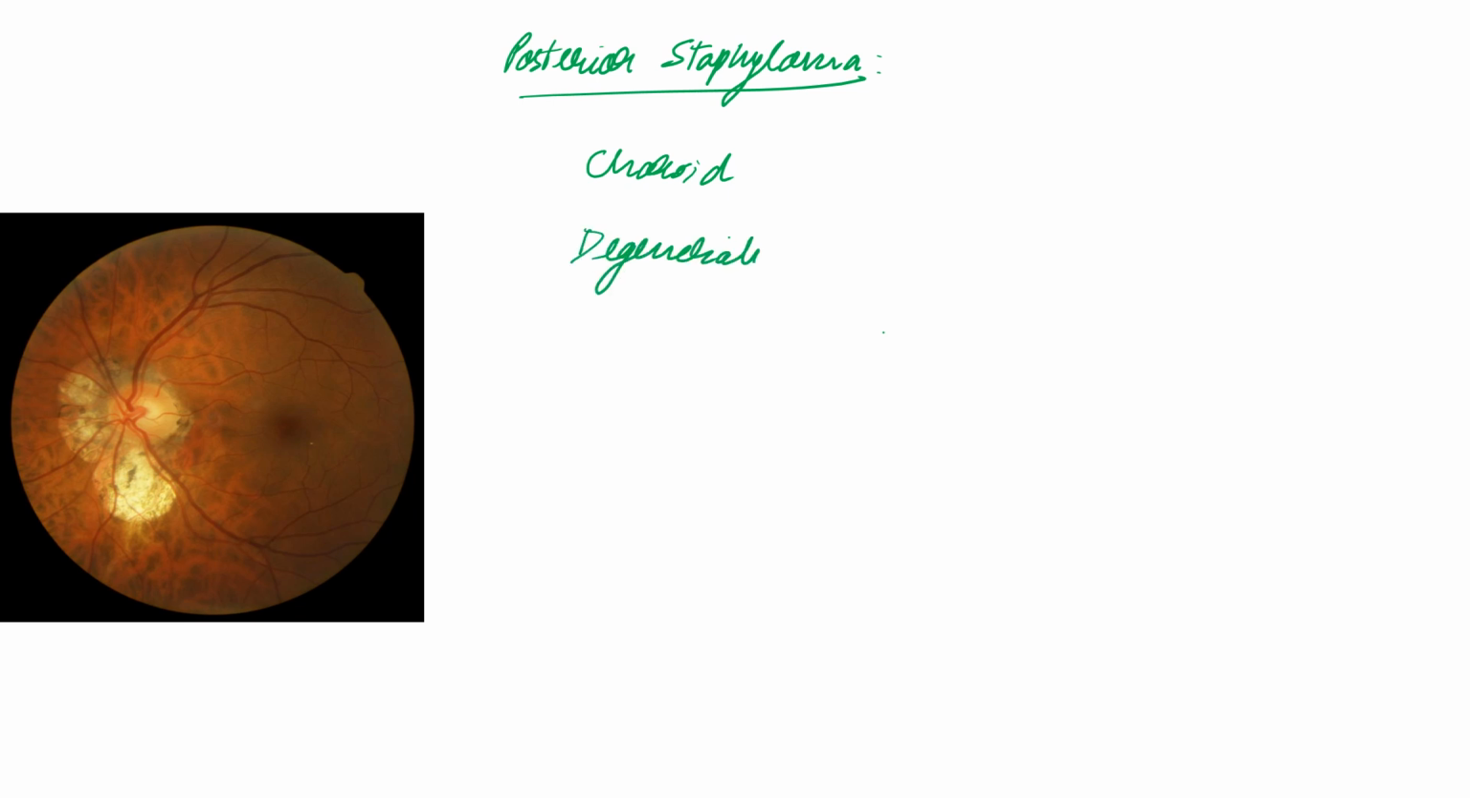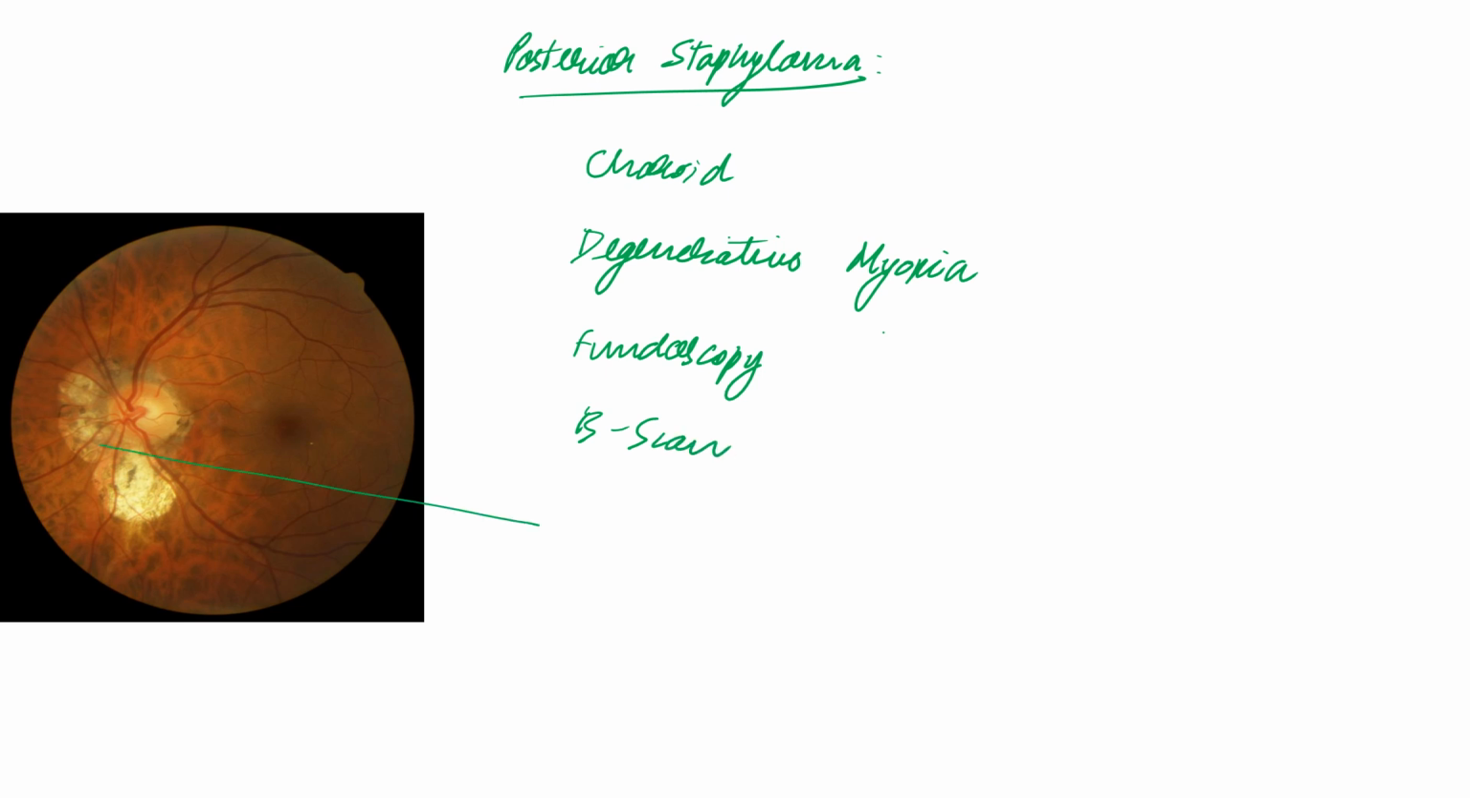Now let us discuss about the last type of staphyloma, that is posterior staphyloma. In posterior staphyloma, there is ectasia of sclera in the posterior pole of the eye and it is lined by choroid. The most common cause of posterior staphyloma is degenerative axial myopia. Remember, posterior staphyloma is not visible externally and it is detected by fundoscopy or B-scan ultrasonography.